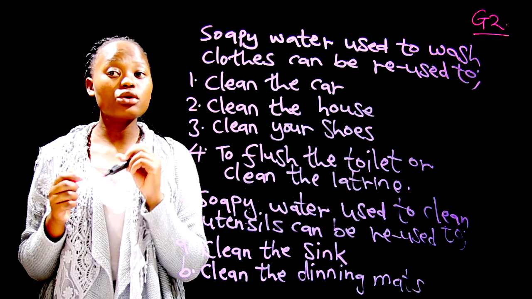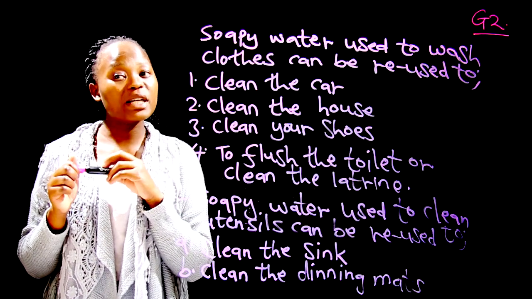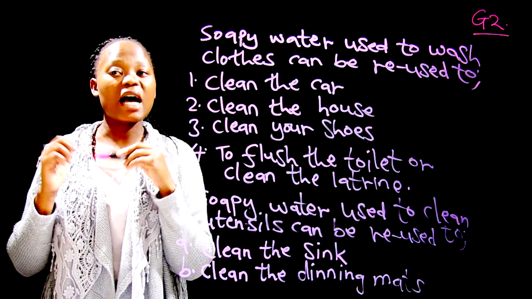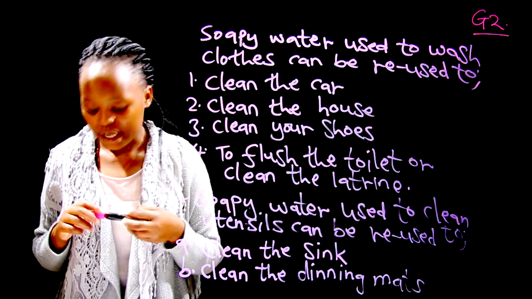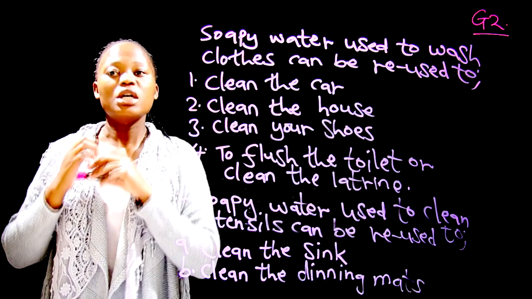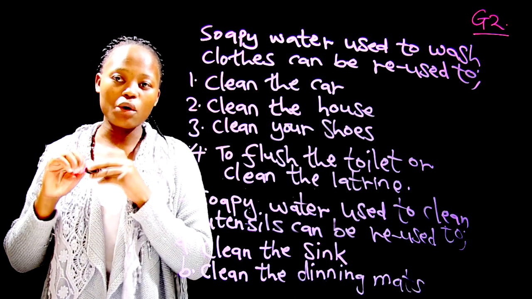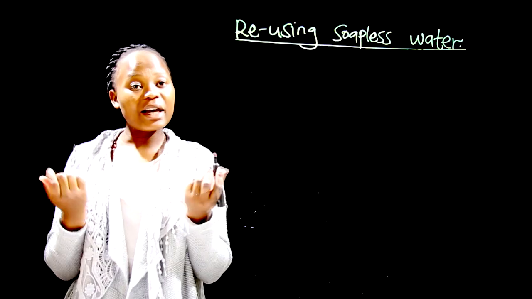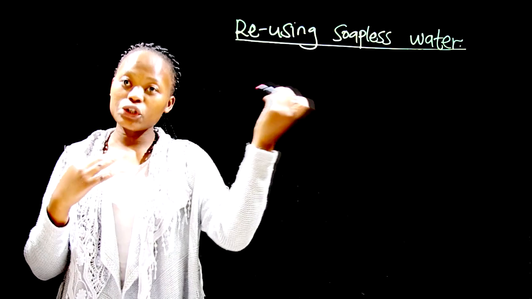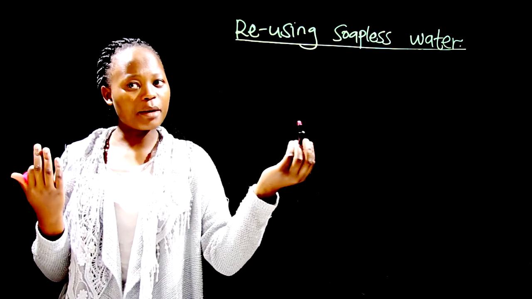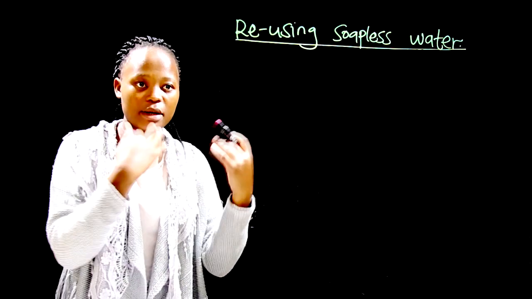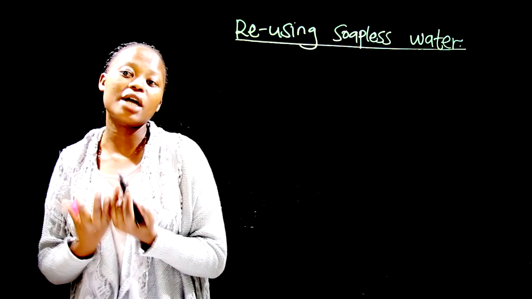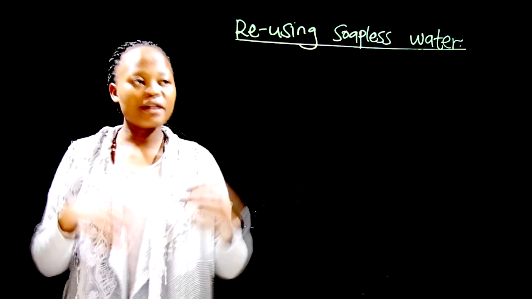We can also reuse soapless water. So soapless water, this is water that does not have soap in it. Now, how can we reuse soapless water? Learners, we can also reuse soapless water. For example, water used to wash vegetables, or water used to clean fruits.